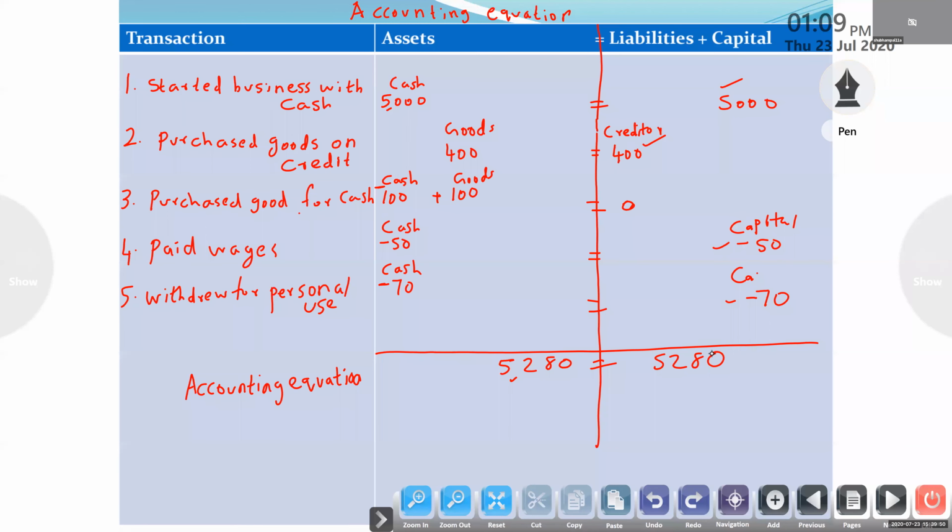After doing three problems, if you are not writing cash, goods like that, no problem. Only the amount you have to write. For your understanding only, I wrote cash, goods, creditor, capital. After doing two problems, if you are not writing also, no problem. Only the amount you have to write. Any doubt related to this question? No, sir. Okay. Hadi, Aman, any doubts? Okay, next question.